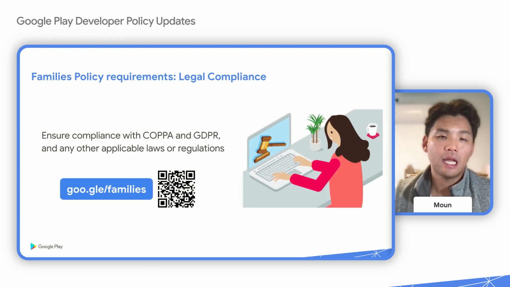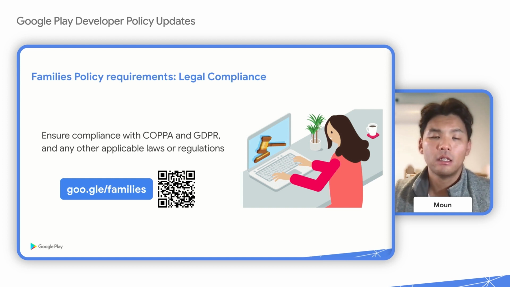And last but not least, legal compliance. Be sure to comply with COPPA and GDPR standards and consult your legal counsel to determine any other applicable obligations. Again, non-compliance may result in app removal or suspension. And I know this is a lot, but these are very, very important elements. So I highly recommend you read the Policy Center about this families policy for more details. And you can find more information in the link or the QR code in this slide.